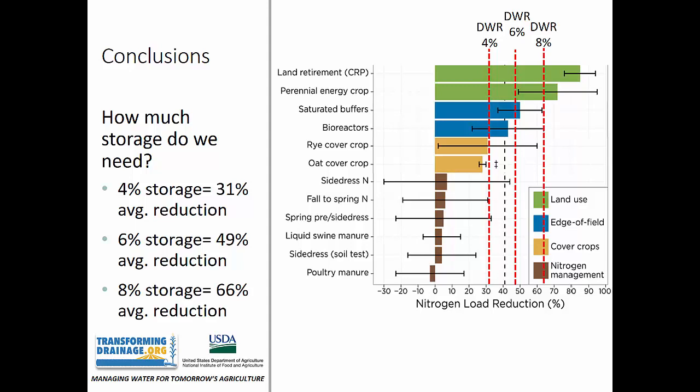And at 8%, we would see an average reduction of about 66%, indicating the ability to handle larger flow years and still reduce nutrient loss from tile drained areas. Now again, it's important to point out that these reductions were also similar for phosphorus.